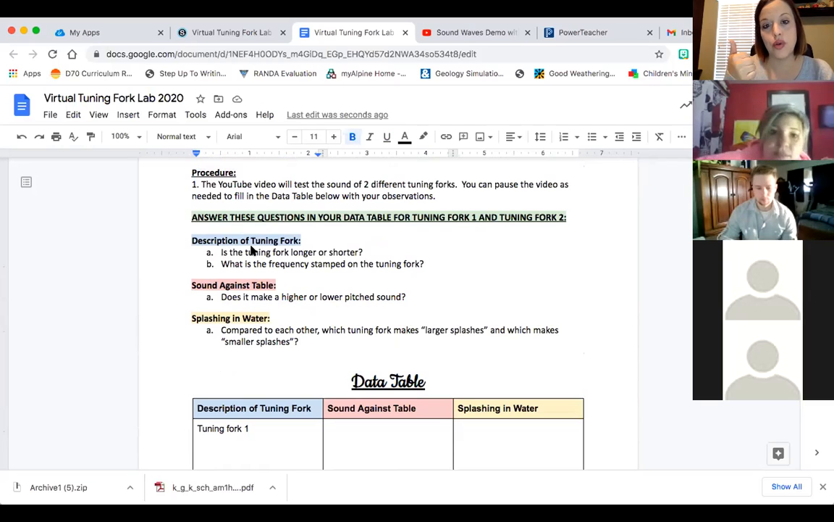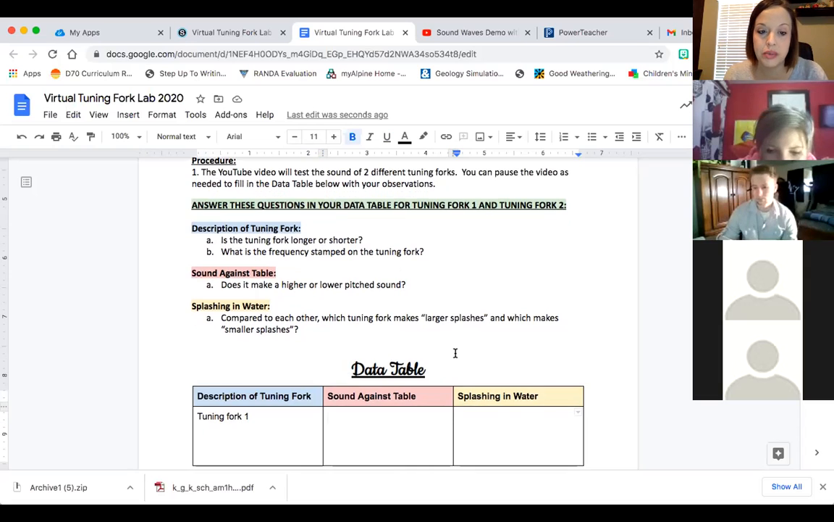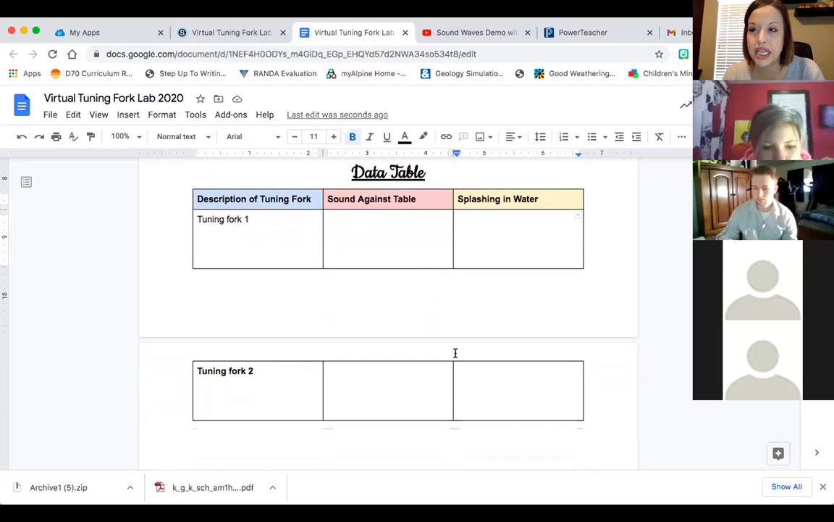So is the tuning fork longer or shorter? And what is the frequency stamped on the tuning fork? It shows it in the video, but you might have to pause it. Okay, the sound against the table, basically, like I said, you're just saying in these boxes, is the first tuning fork high pitch or low pitch, and then splashing in the water. Okay, which one made larger splashes and which one made smaller splashes. So that should only take you a few minutes.